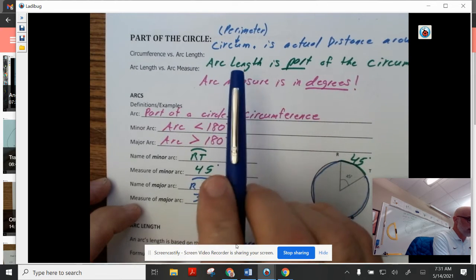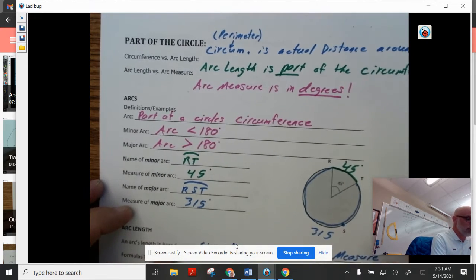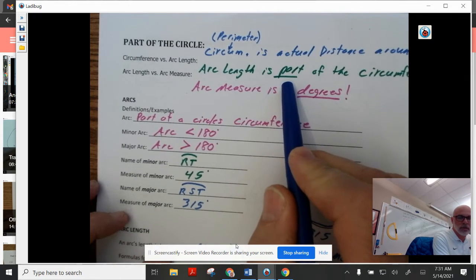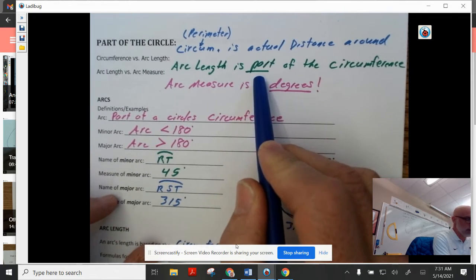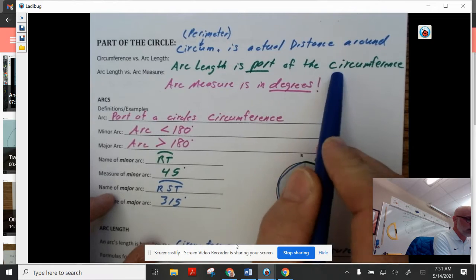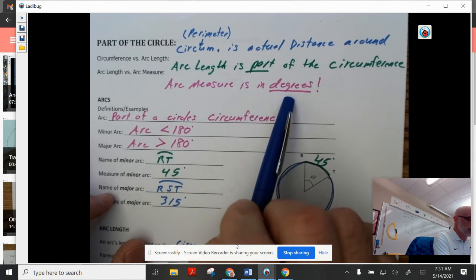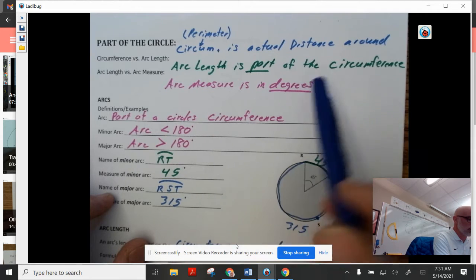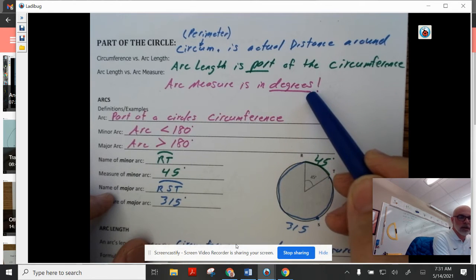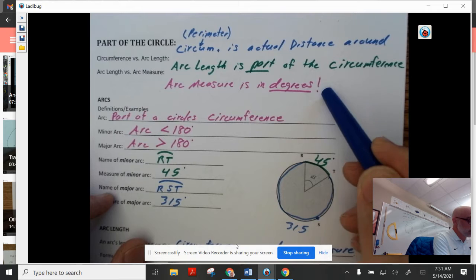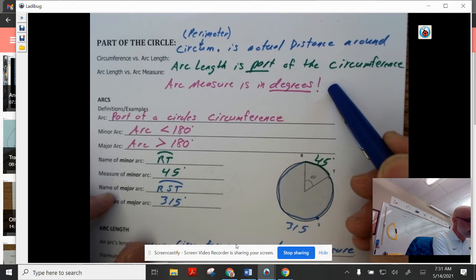Arc length is going to be part of the circumference. So we don't want to know the distance all the way around. We want to know part of the way around. And we'll talk about how to find that part here in just a minute. And we're going to use arc measure to help us find that part. Okay, arc measure is in degrees. We do degrees. That's not all the way around. We know the degrees all the way around is 360.